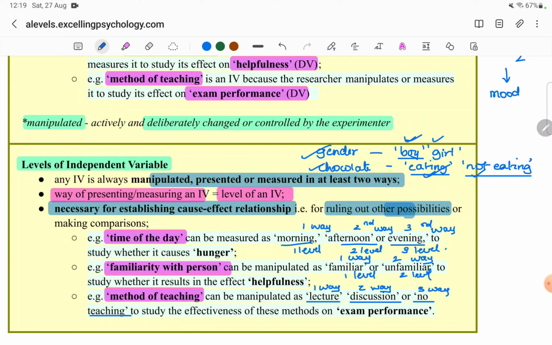To summarize, levels of independent variable are simply the different ways in which a researcher measures an independent variable, or by which he manipulates an independent variable. With this, I end this particular class. I've tried to keep it quick but yet thorough.